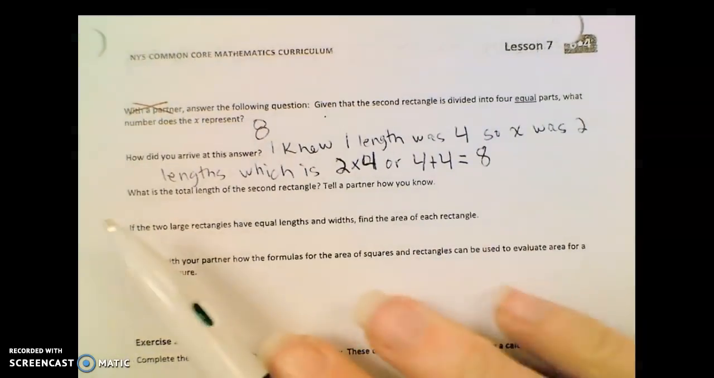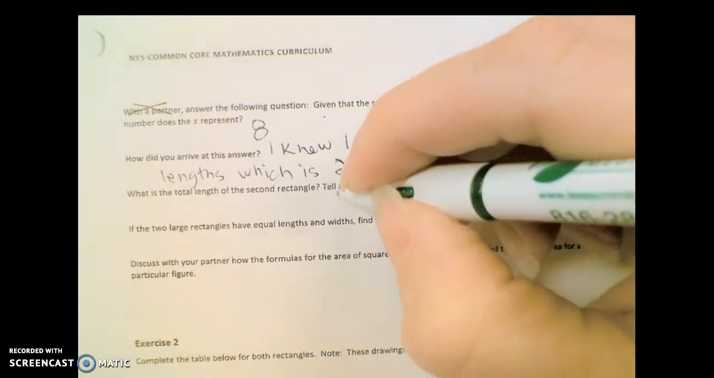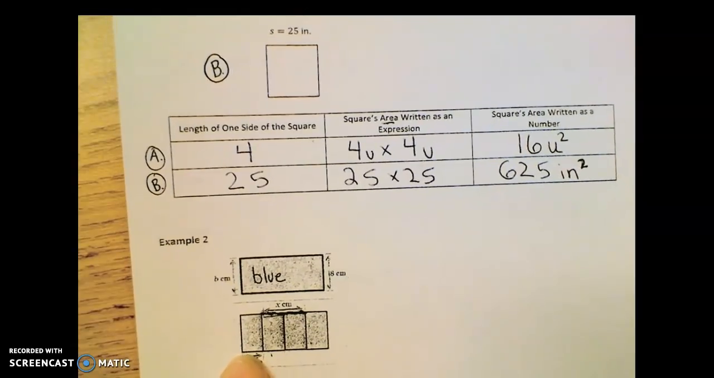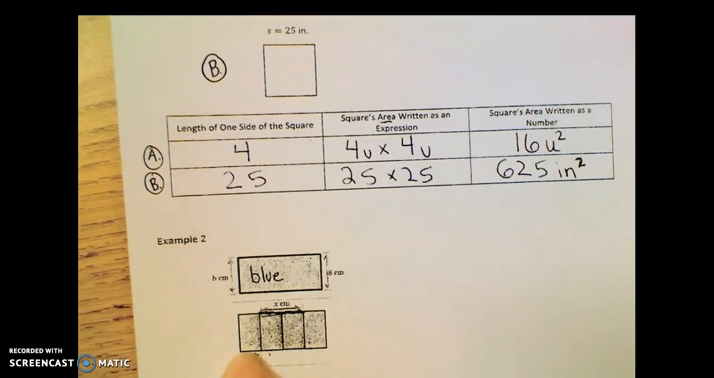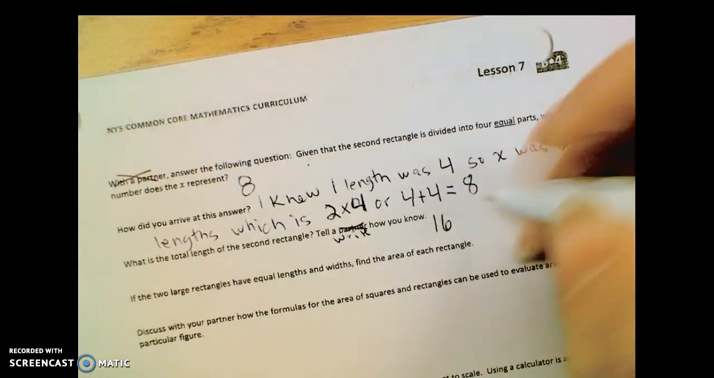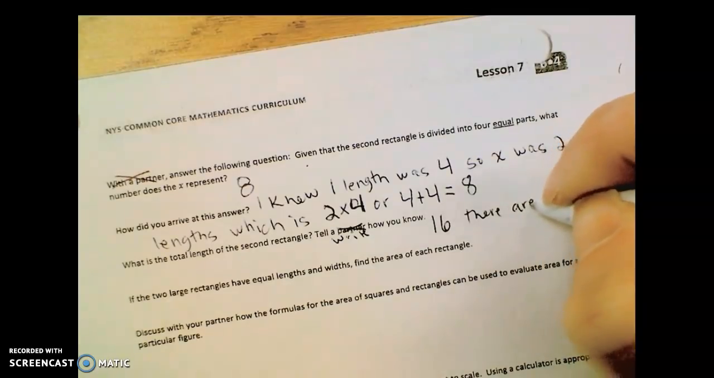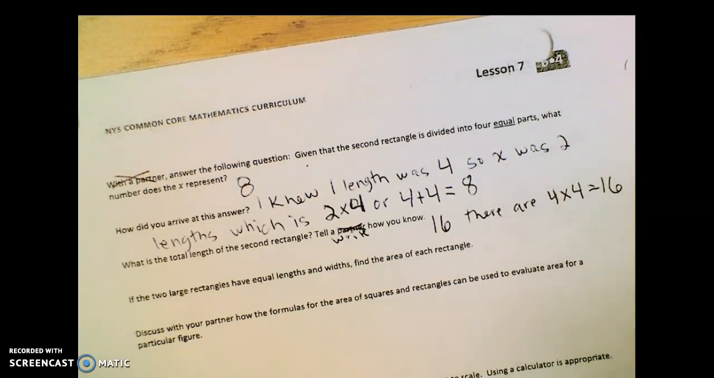So now it says, what is the total length of the second rectangle? And you're not going to tell a partner how you know, you're going to write how you know. So looking at this one, they want to know what is the total length. So length is down here. So if this is 4, how long is that entire rectangle? Hopefully you said it is 16. How do you know? There are 4 groups of 4, which is equal to 16.